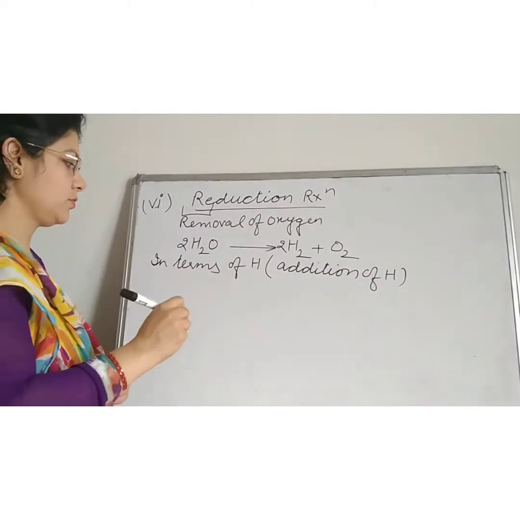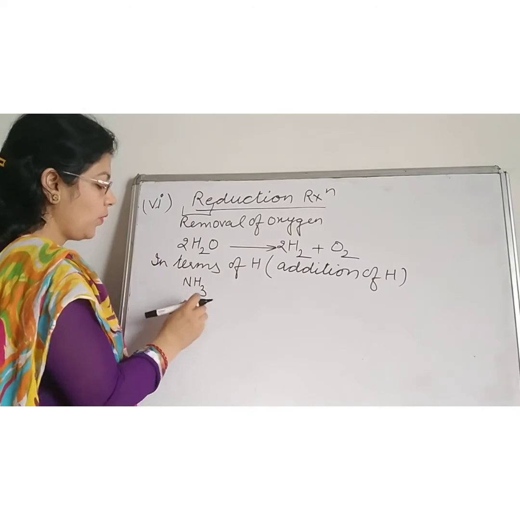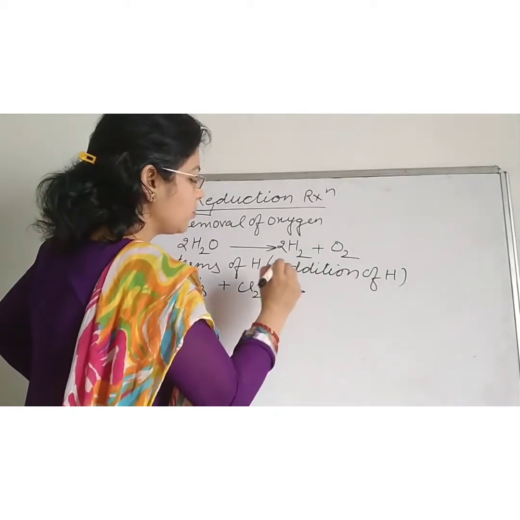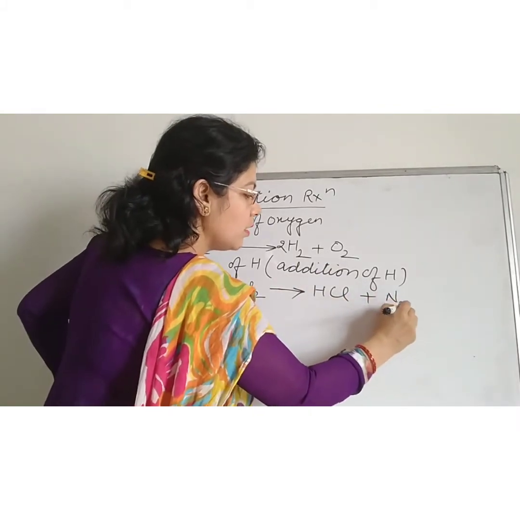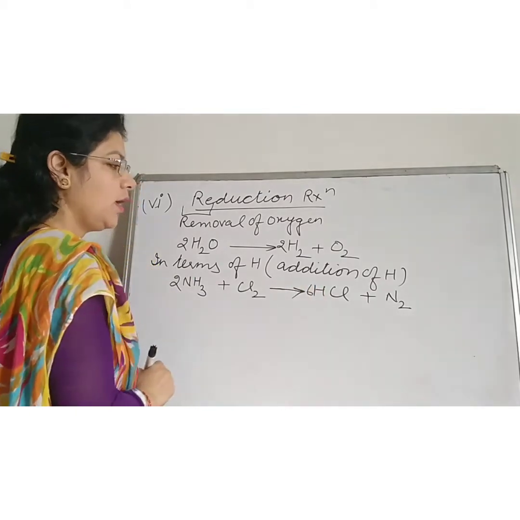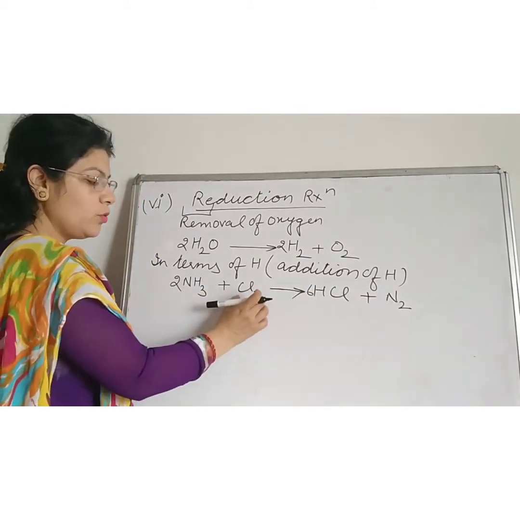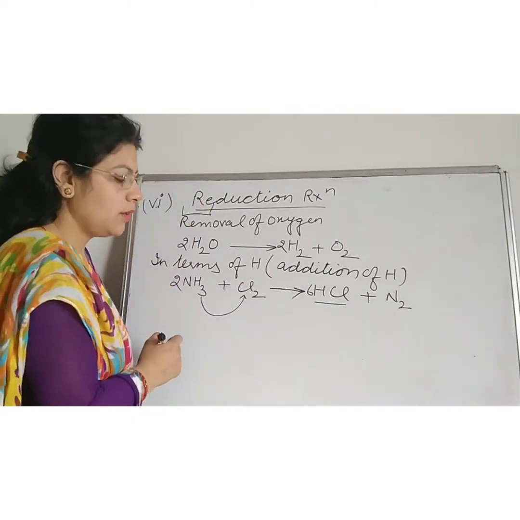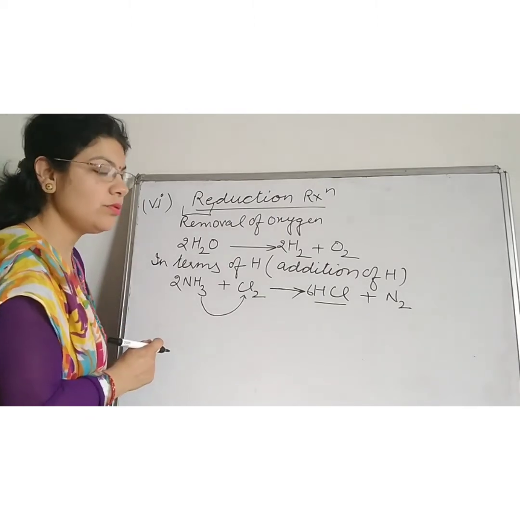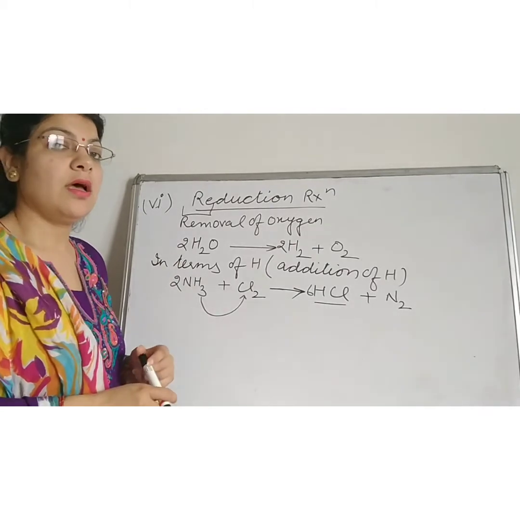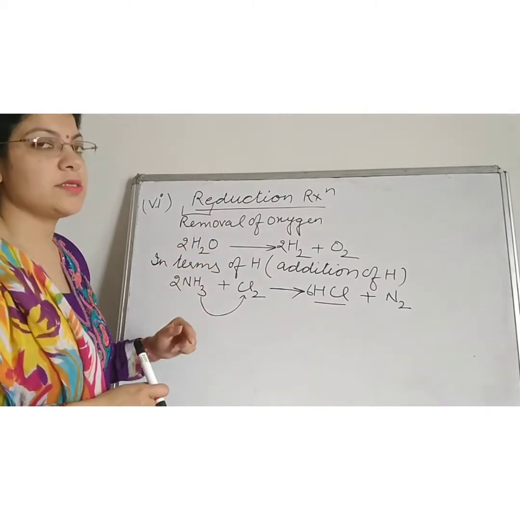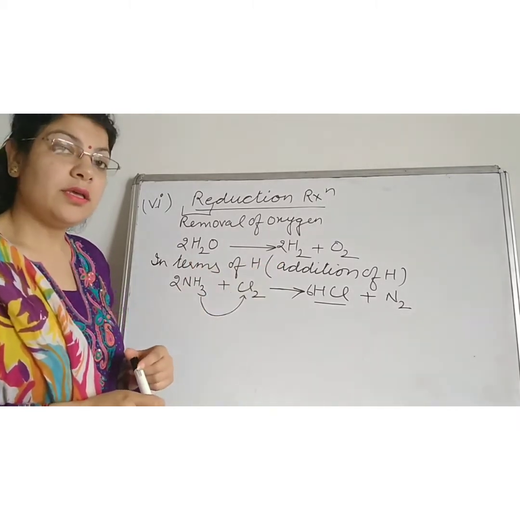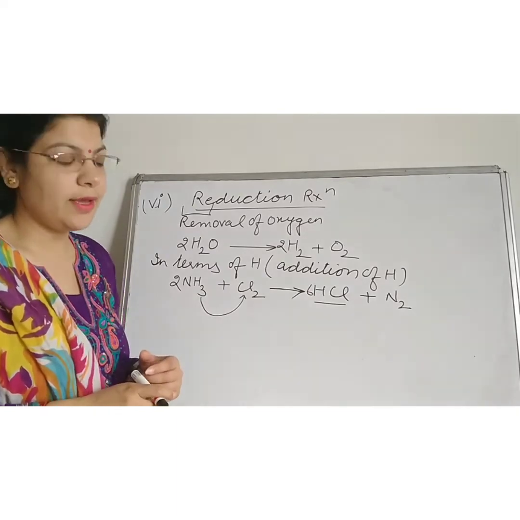Addition of hydrogen. Just like in case of ammonia, when ammonia is treated with chlorine gas, it produces hydrochloric acid along with nitrogen gas. Here, hydrogen is added to chlorine to form hydrochloric acid. Therefore, it is an example of reduction reaction. Hence, reduction reactions are defined as those reactions which take place either by removal of oxygen or by addition of hydrogen. It is just opposite of oxidation reaction.